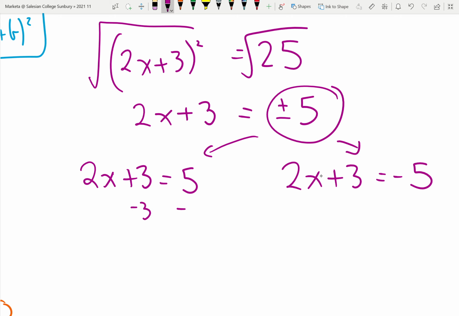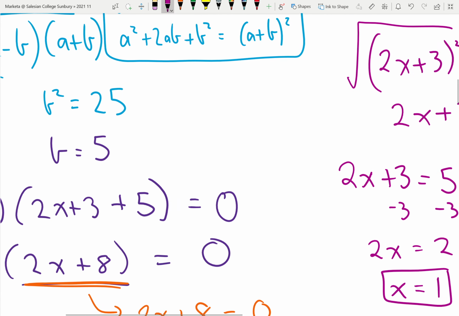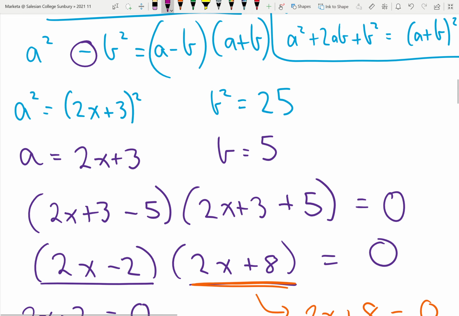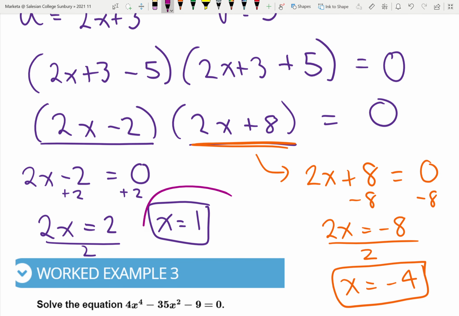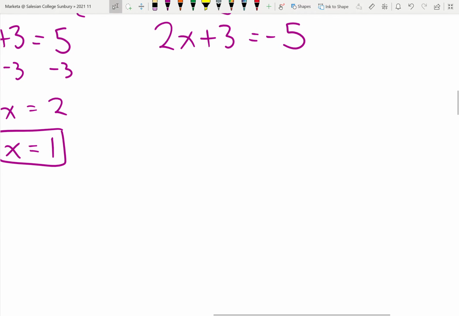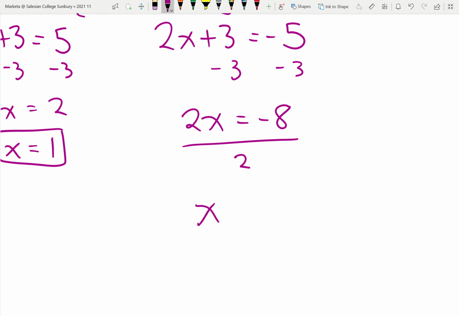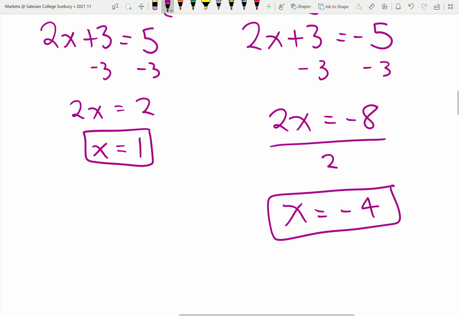Let's minus 3 on both sides. So x equals 1, and that we already found before. We saw that x equals 1, so you see we get the same answer there. The next thing we're going to hopefully see is negative 4. So let's minus 3 on both sides. 2x equals negative 8. x equals negative 4. So just as we expected, it's 1 and negative 4.